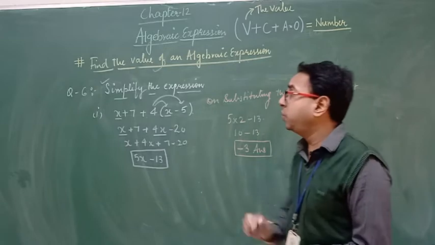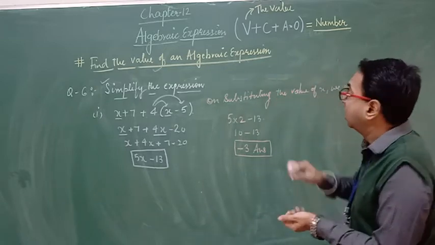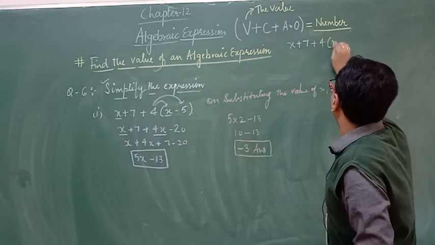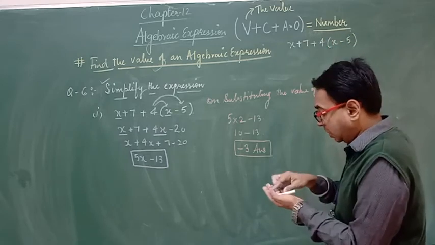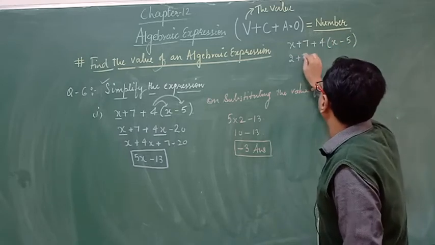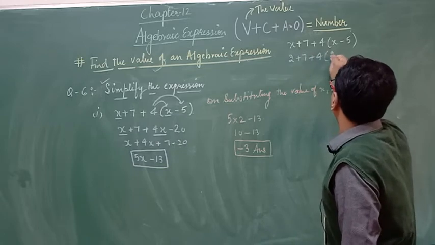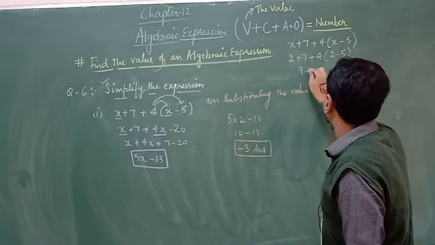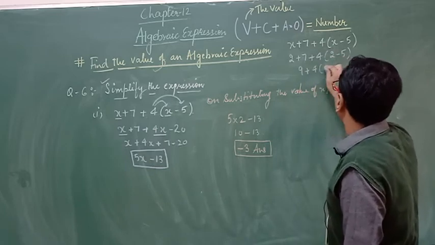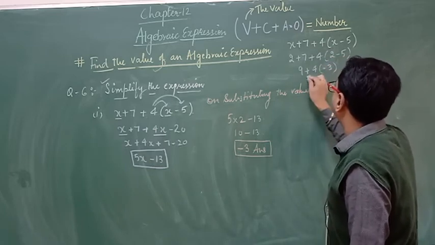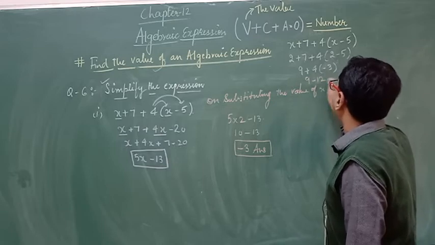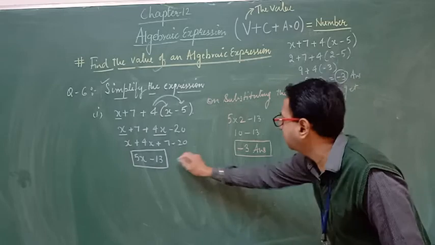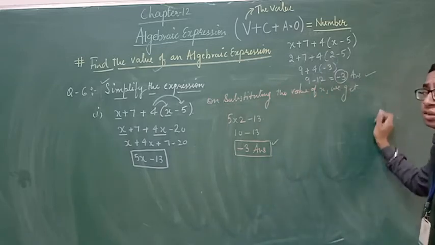Now, let's see if we put the direct value in this. x plus 7 plus 4 times x minus 5. Putting the value, 2 plus 7, that is 9. Then 4 times, solving the bracket: 2 minus 5, that is minus 3. 4 into minus 3, that is minus 12. 9 minus 12, what is the answer? The answer is minus 3. We are getting the same answer. Minus 3, minus 3. The answer will not change.